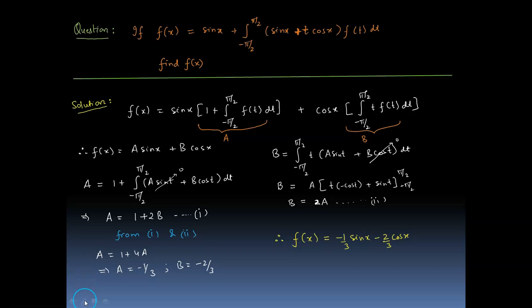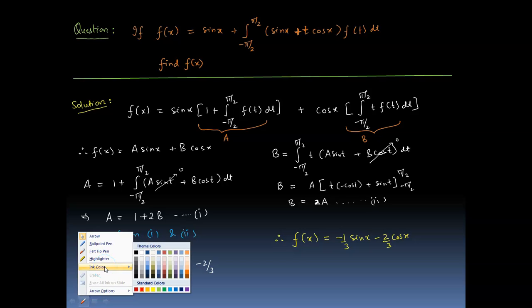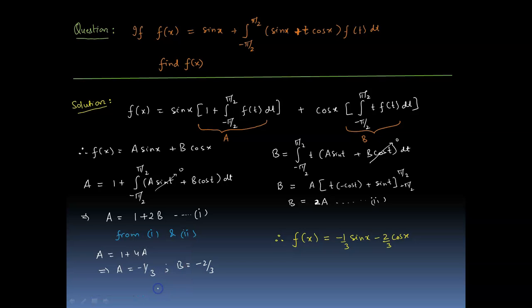Now here let us see a question on implicit function definition which involves integral as well. Now the question says that if function f(x) is defined as sin x plus integral from minus pi by 2 to plus pi by 2 of (sin x plus t cos x) f(t) dt, then we have to find what is f(x). Now clearly we can see it's an implicit definition because f(x) is defined in terms of its own. Also for this integration, t is the variable of integration, x is constant.